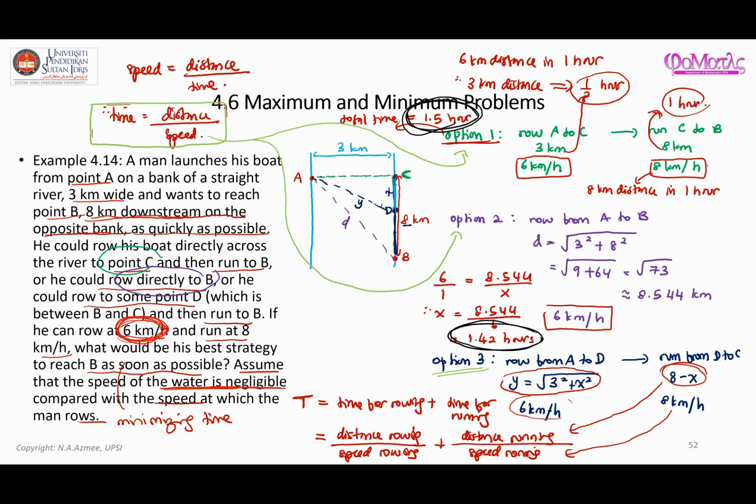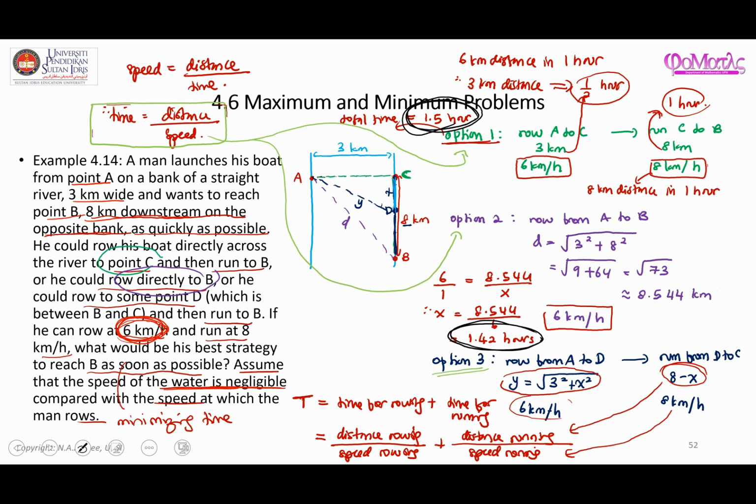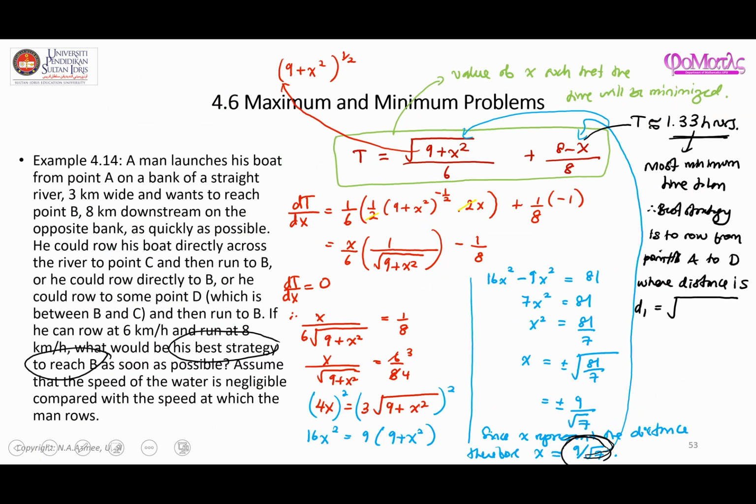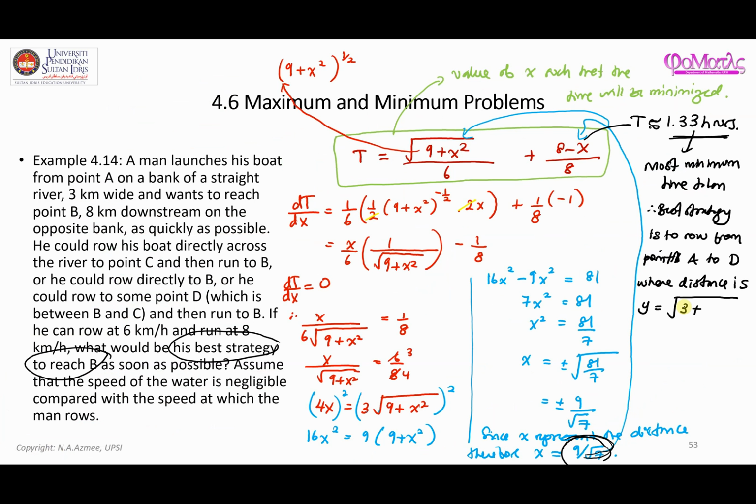So the best strategy is to row from point A to D, where D is what I'm going to write down. Sorry, the distance here is y, where y is equal to the square root of 3 squared plus x squared. So 3 squared plus x squared, which is 9 plus x squared, is 9 plus 81 over 7. So that's the distance.